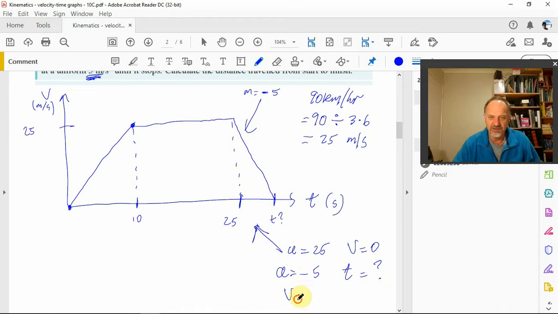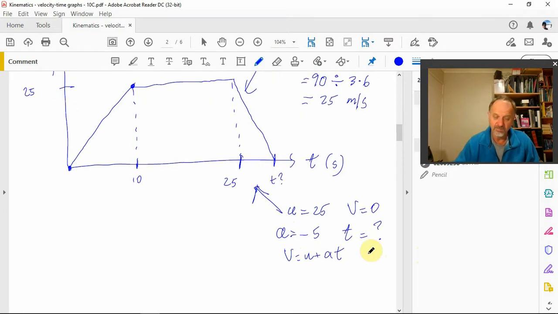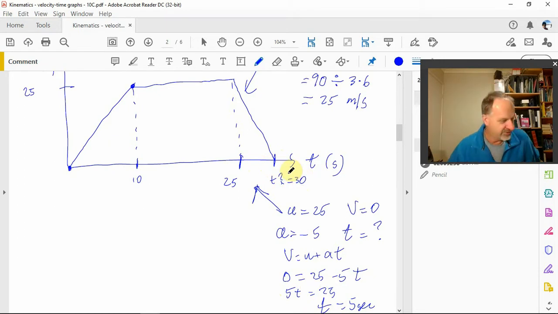So if I go v equals u plus at, then I'll go 0 equals 25 minus 5t, bring the 5t across, and so the time is 5 seconds. So if that's a 5 second period in there to there, then this here, where I've got the question mark, is therefore 30 seconds. All right.